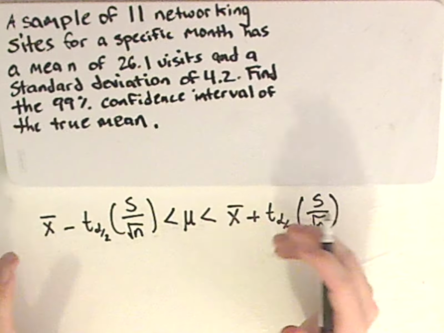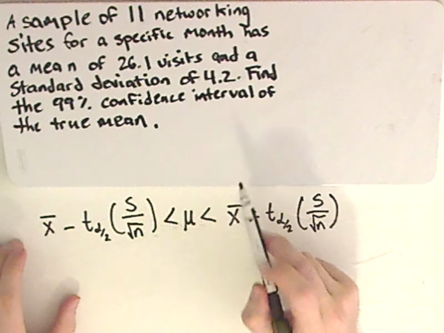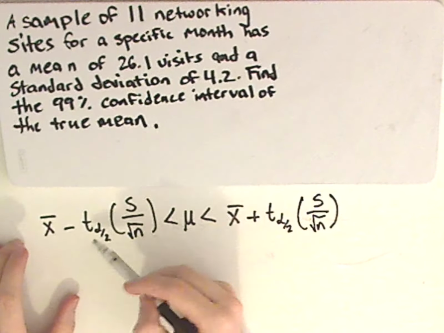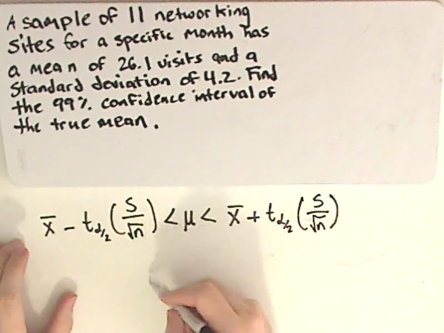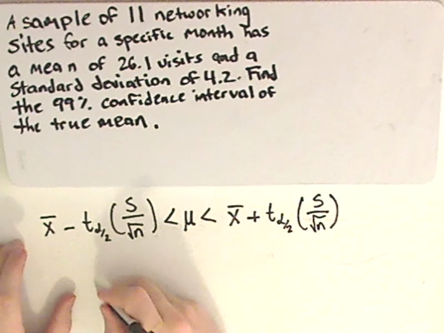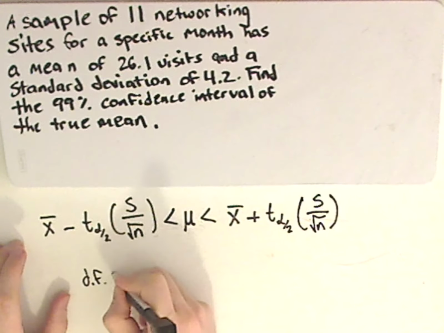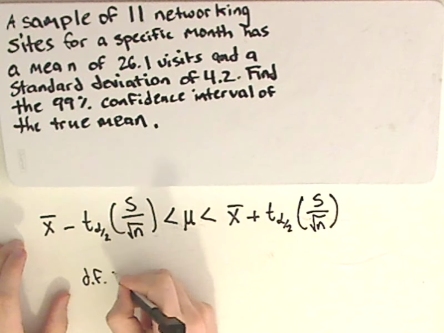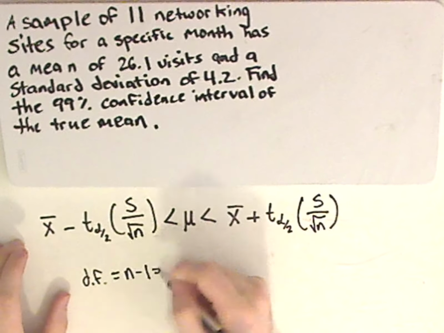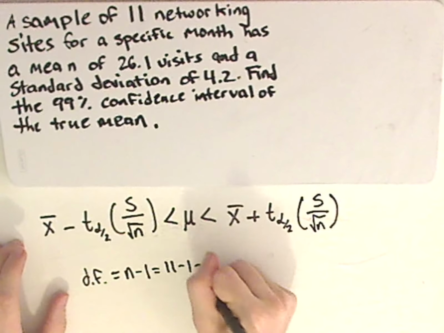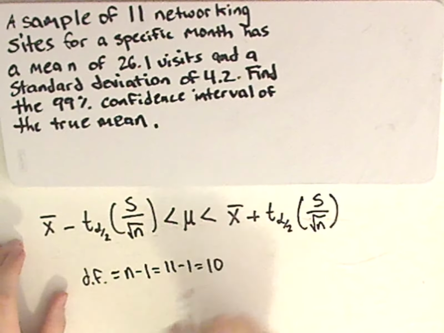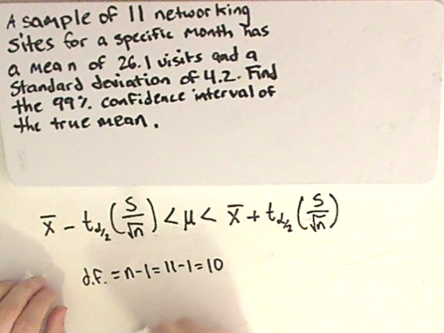Alright, so first what I would do is find your t-score. To find your t-score, you need to find degrees of freedom. I'm going to erase this because I'm going to need to show my work. Degrees of freedom is n minus 1. N is the sample size, which is 11. So 11 minus 1 equals 10. So your degrees of freedom is 10.